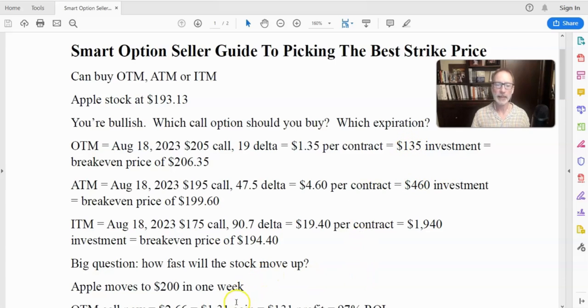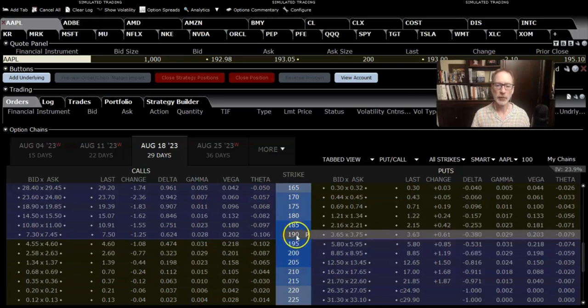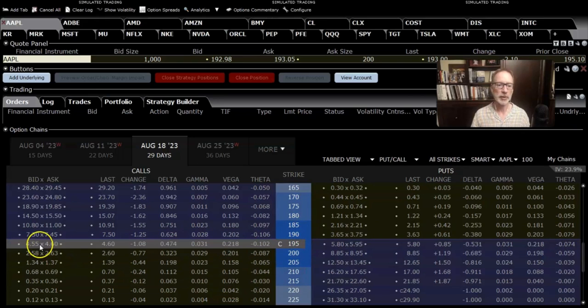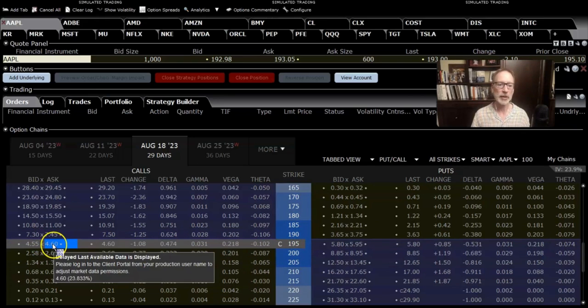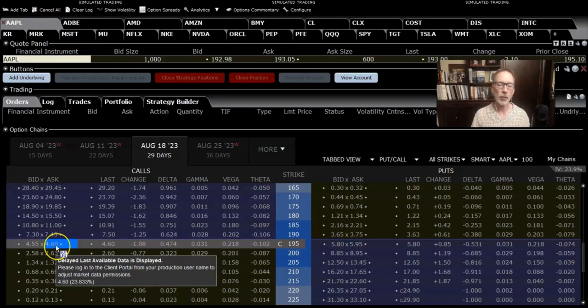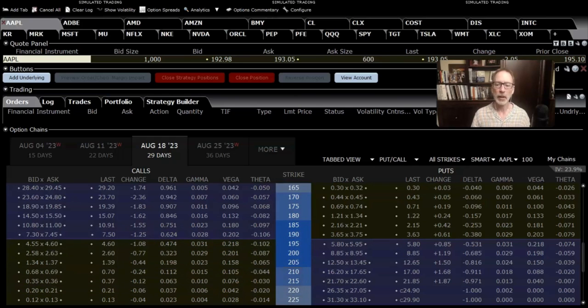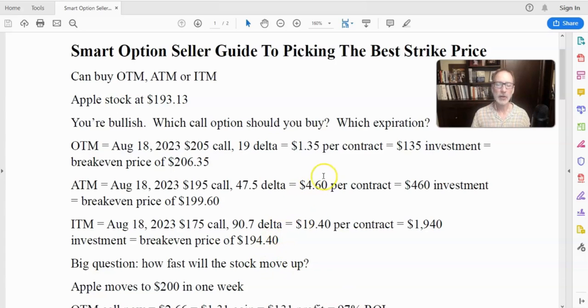We look back at the option chain. Here's the 195 calls, split the bid ask. So we're going to buy at the ask, $4.60 per contract. You multiply it by 100, you get your $460, okay? That has a 47.5 delta. The break even is $199.60 for Apple if you hold it until expiration.